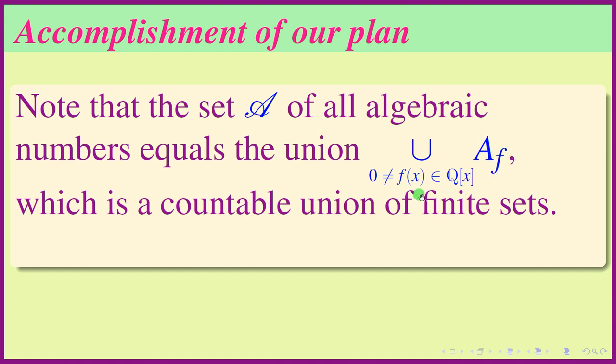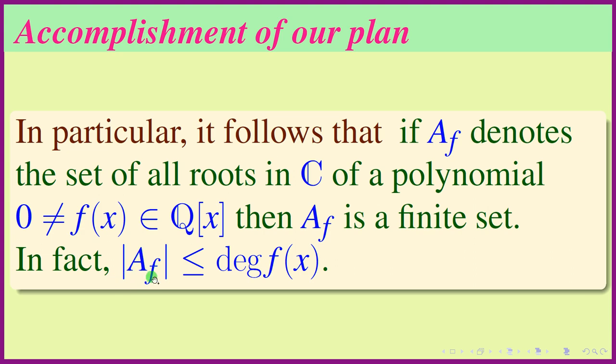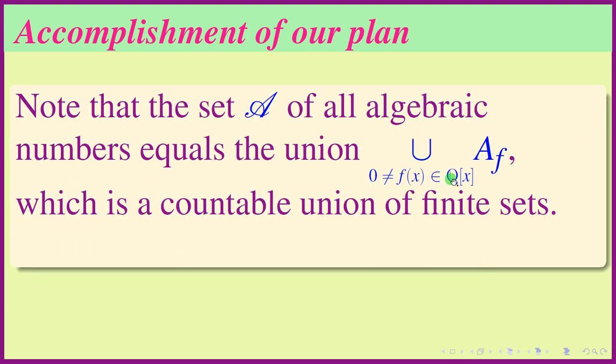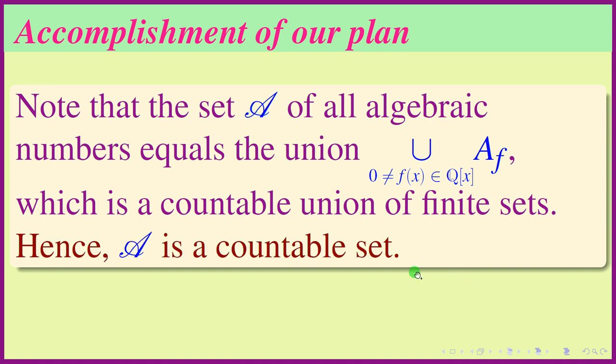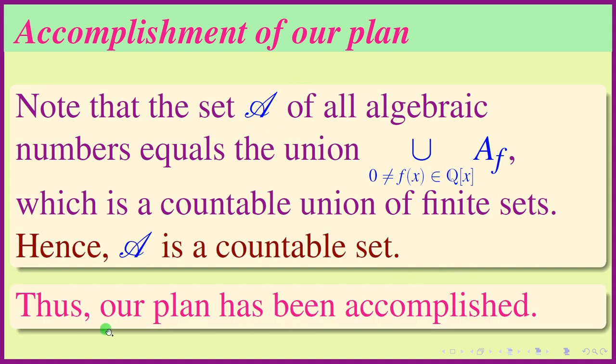We have seen that each A_f is a finite set, its size is less than or equal to the degree of f(x), and Q[x] is a countable set. So it is a countable union of finite sets, hence this is countable. So A is countable. In this way our plan has been accomplished.